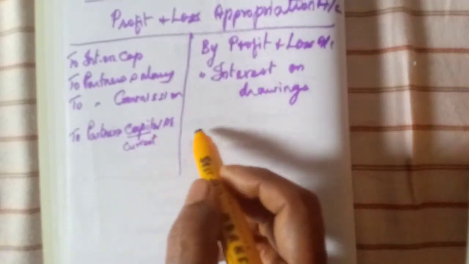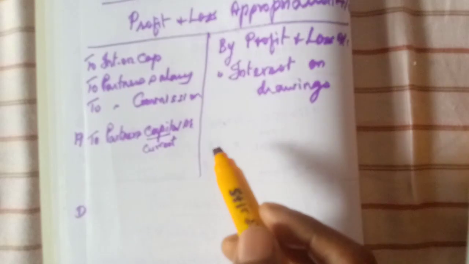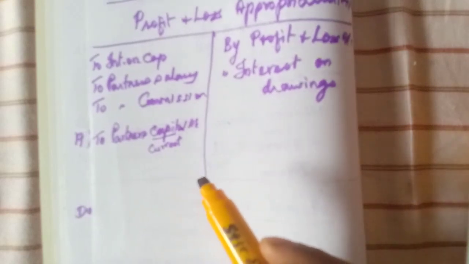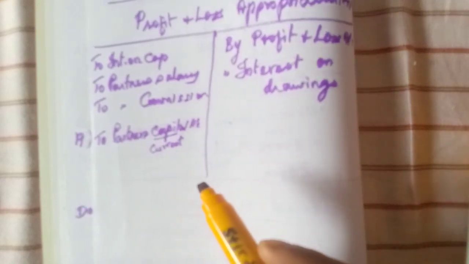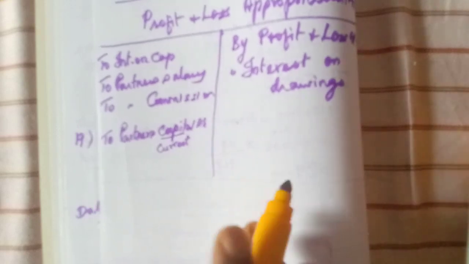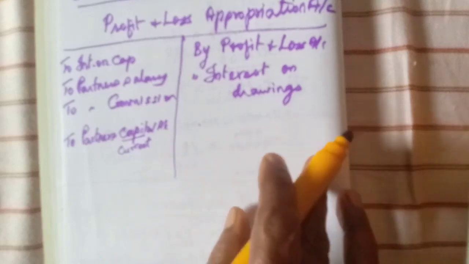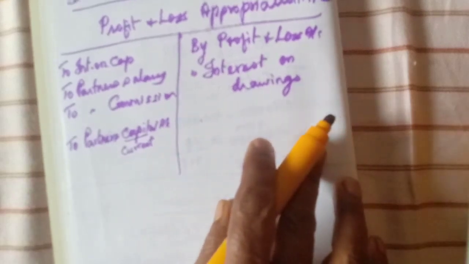If it is loss, it will come this side, by partner's capital account. Then partner's capital account must be debited. Here we have to prepare the journal entries. If they ask for journal entries, we need to prepare.